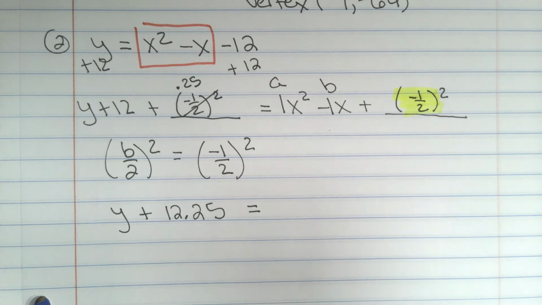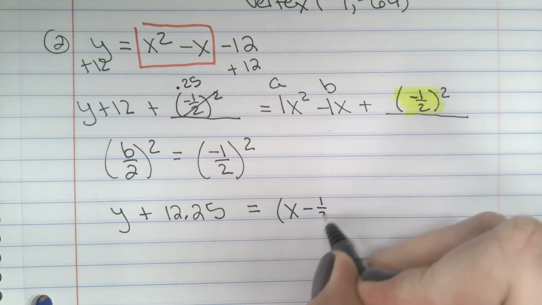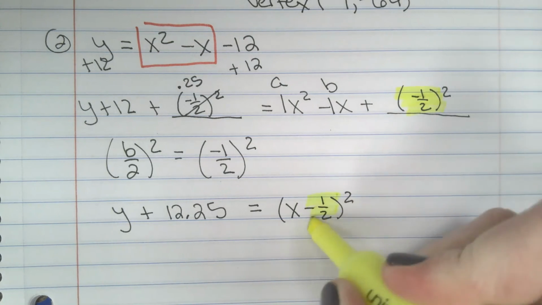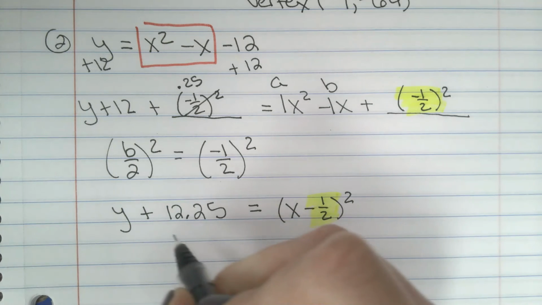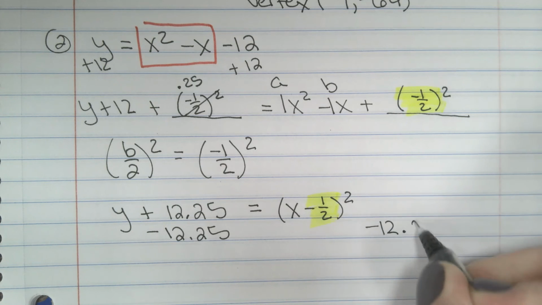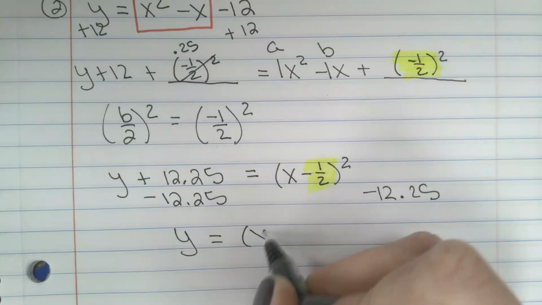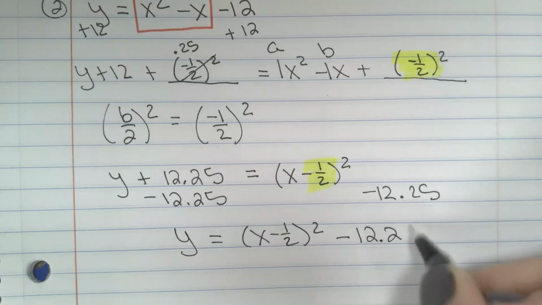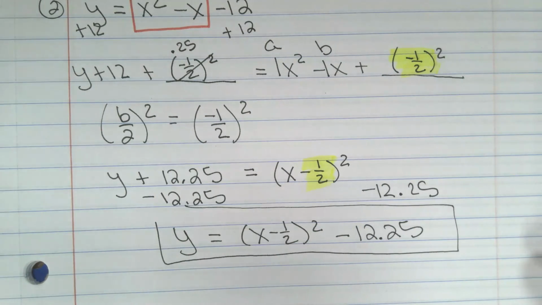So that number right there is how I factor this. So this factors as x minus 1/2 squared. And then to put it into vertex form, all I need to do is subtract the 12.25 to the other side. So y equals x minus 1/2 squared minus 12.25. And now that is in vertex form.